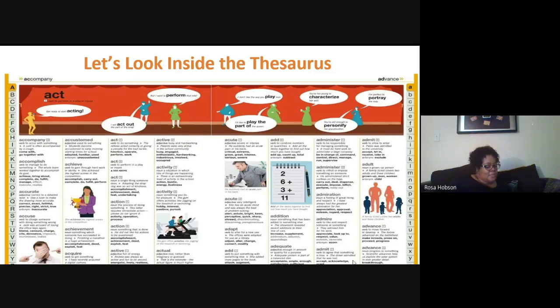Now let's look back at the word accompany. Accompany is a verb. It means to occur with something. And the sentence says, a cold is often accompanied by a cough. And a synonym that stands out is to come with. All right.